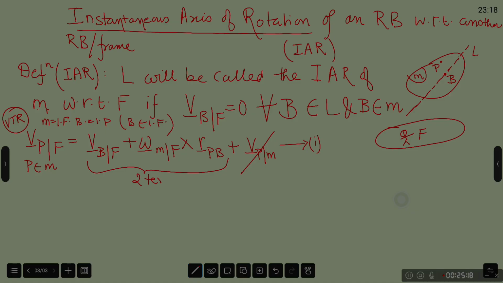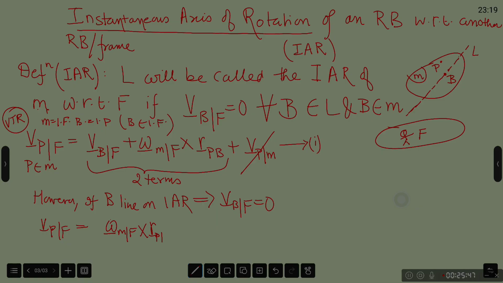However, realize that if B lies on IAR, then it implies VBF is 0, and then you can find VPF using one term alone, just one term, that's all.